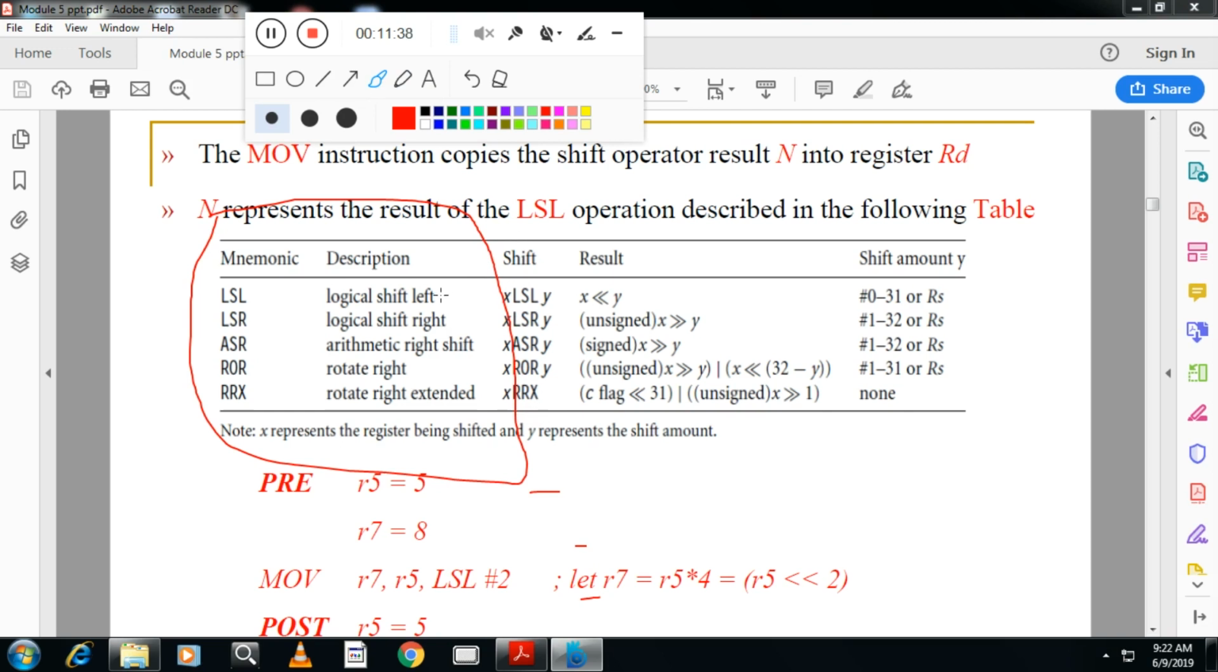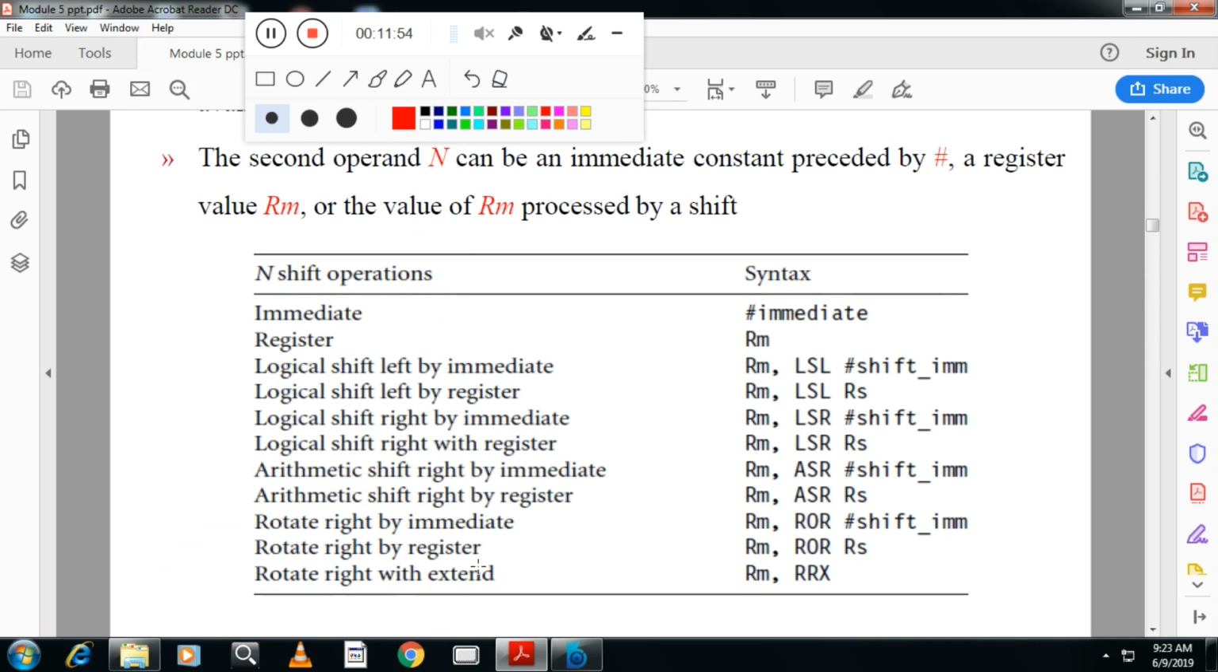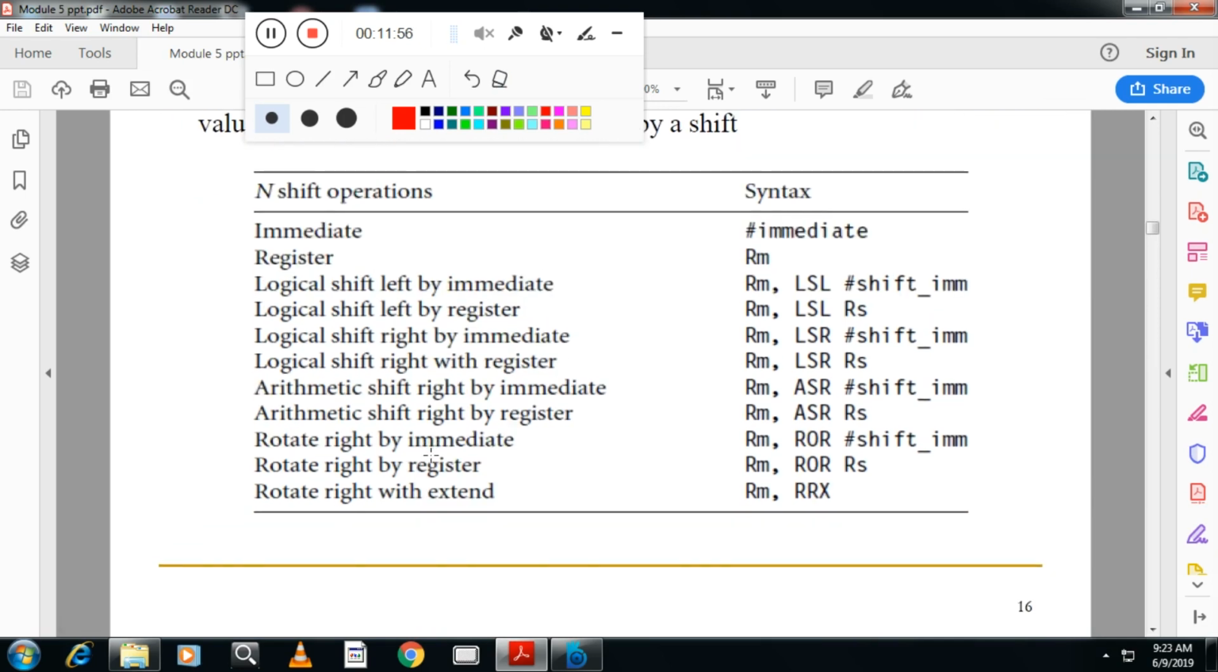In logical shift, how many operations are there? Logical shift right, arithmetic shift right, as I said now, you can write. You can include one more column here. What is that column? That column is this one. This one you can include, or you can write this separately.